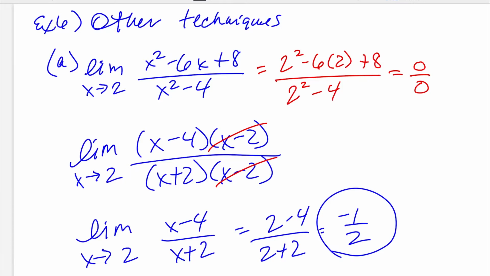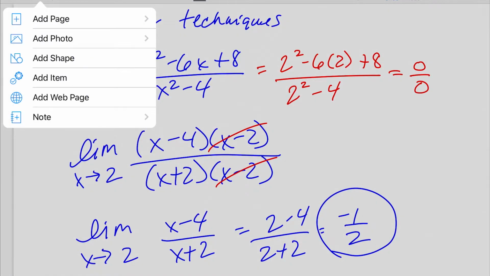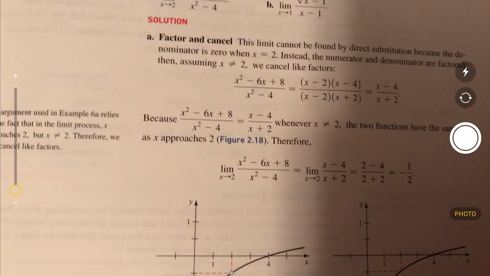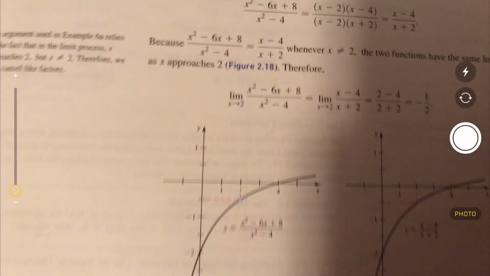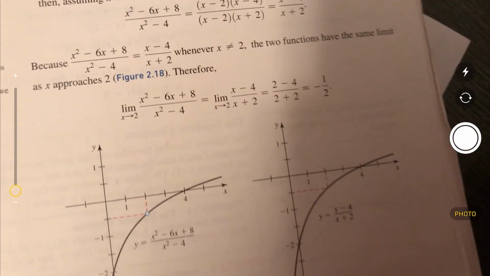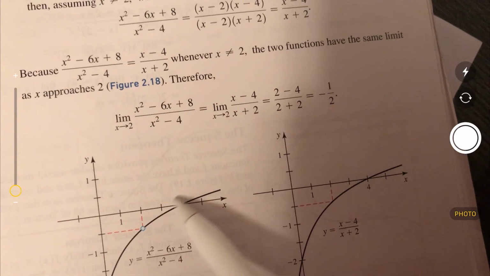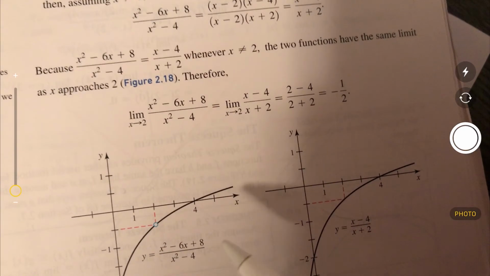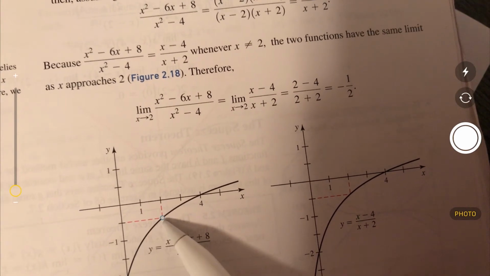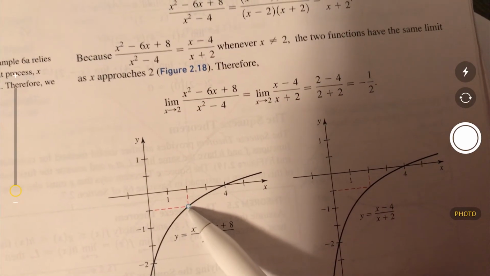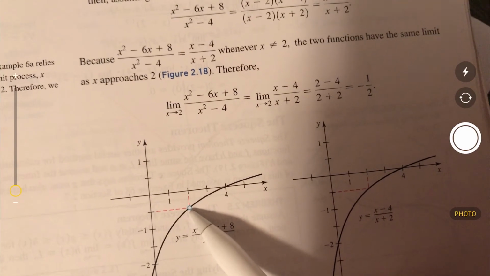So here's what the graph looks like. Let me scoot this over. You see that? There's my hole in the graph. But I still have my limit as I approach from the left and I approach from the right. Here it is at that negative 1/2. And we know that to be the case.